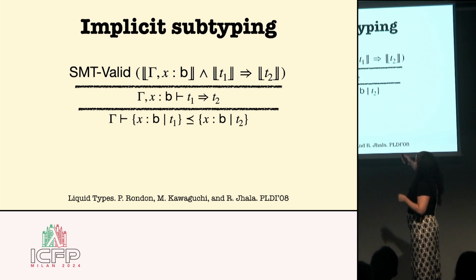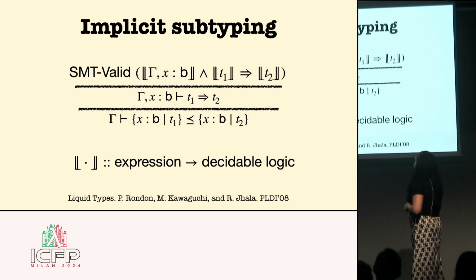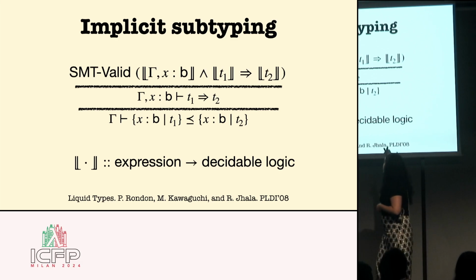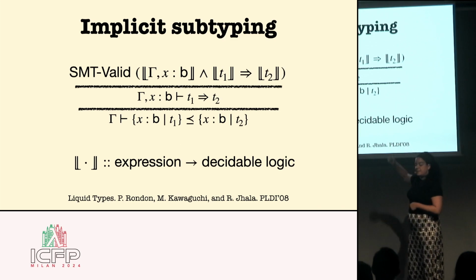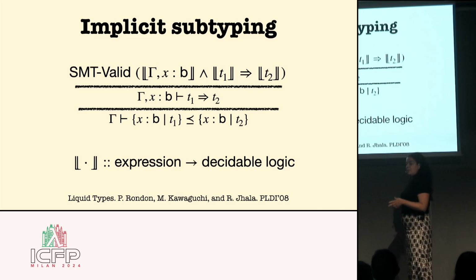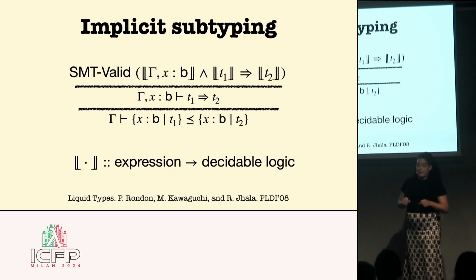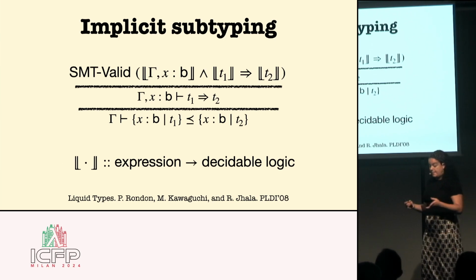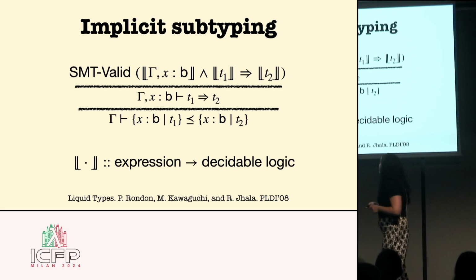So they use this function that essentially says, give me expressions from your language that you can have inside the refinements and inside gamma, and I am going to approximate them in a decidable logic, right? So with this approximation, subtyping, and then essentially type checking, becomes decidable.